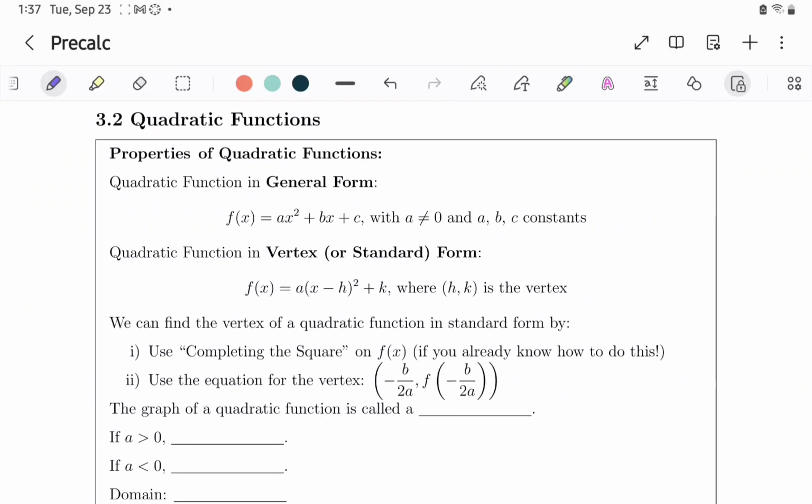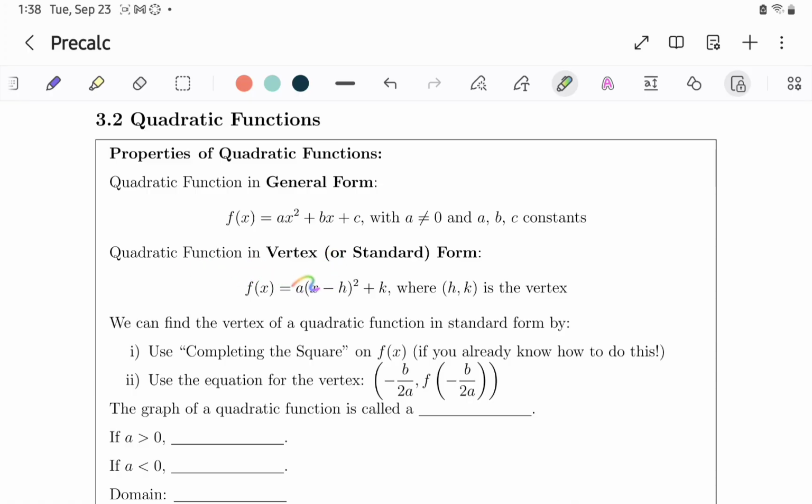So a quadratic function in general form is going to look like f of x equals ax squared plus bx plus c, with a different from 0. Of course, we require that, so we have a legitimate quadratic function. If a is equal to 0, then we're just looking at a linear function instead. And a, b, and c are just the constant coefficients. So that's the general form.